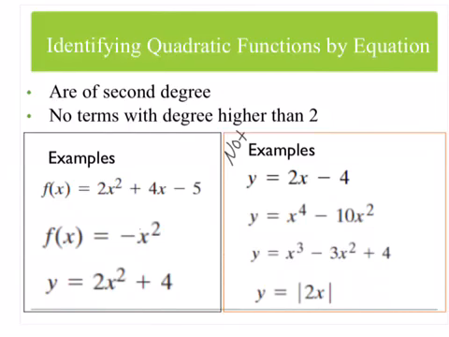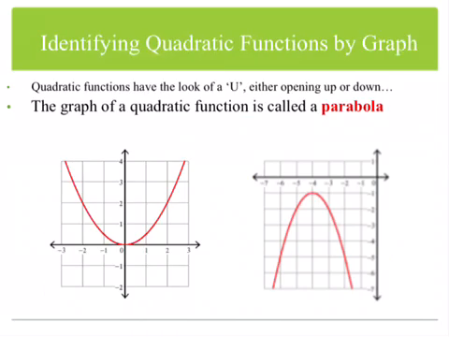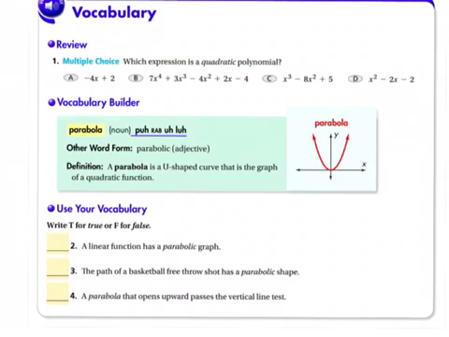On the left, you can see some examples. Each of these functions has a degree of 2. On the right, we see some non-examples. This is a parabola. Quadratic functions, when graphed, have the shape of a U or an N, depending on whether it's opening up or down. Here's our review.